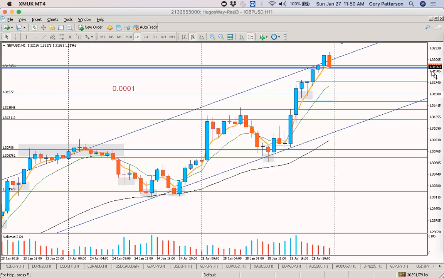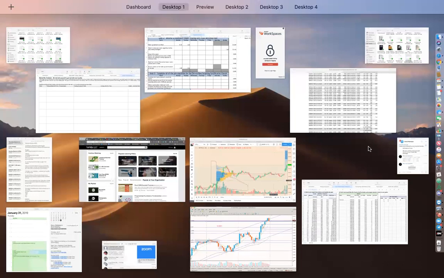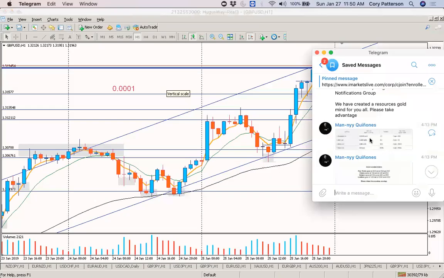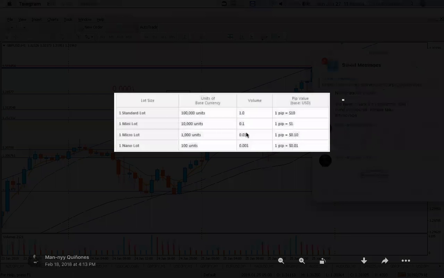And that's on the major pairs. I am going to wager a certain amount per pip, so that if this moves 0.01 pip, I'll get 10 cents, or 0.1, I'll get $1.